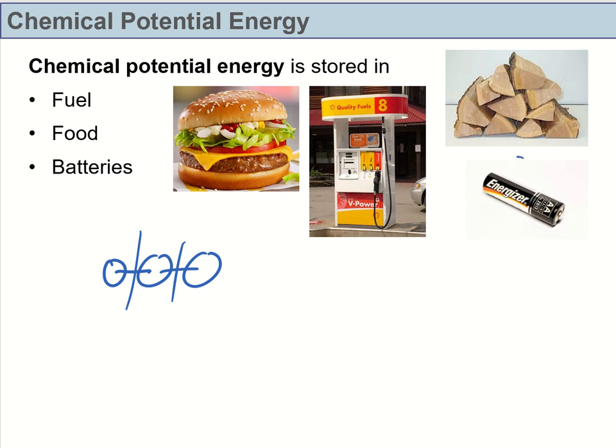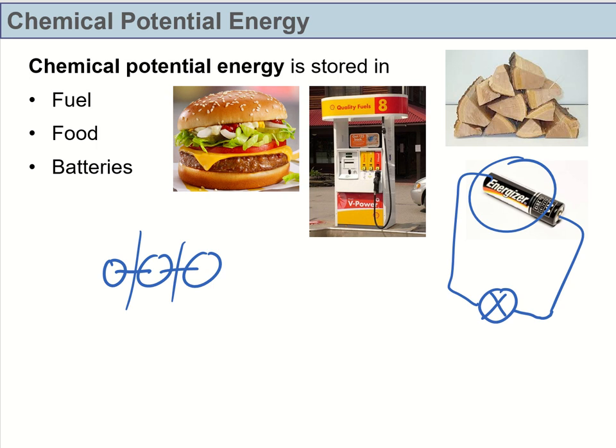The last category will be batteries. Inside a battery, there are chemicals inside. So when we connect a battery to, let's say, a light bulb, and this is a full circuit, the chemicals inside the battery will start to react with one another, so there may be rearrangement of the chemical bonds and so on.